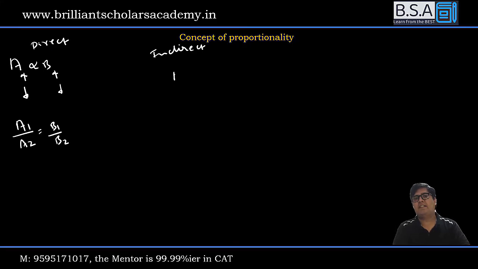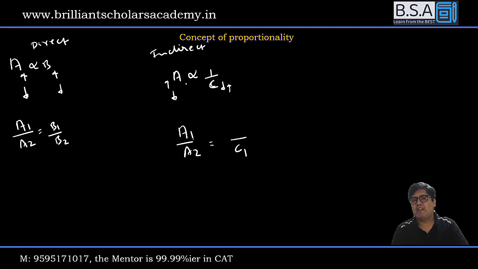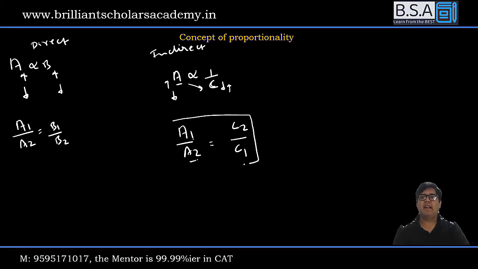Indirect proportion. If I say A is inversely proportional or indirectly proportional to C, it is written as 1 upon C. When you increase A, C will decrease. When you decrease A, C will increase. How do we solve it through ratios? A1 upon A2. Please observe, 1 is in the numerator, so C1 will be below. There's a diagonal relation. A1 is above, C1 is below. A2 is below, C2 will be above. What is this called? Indirect relation. We have covered all of this in ratio, proportion, variation.